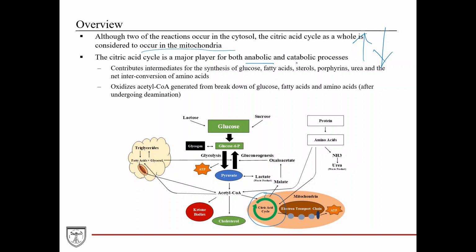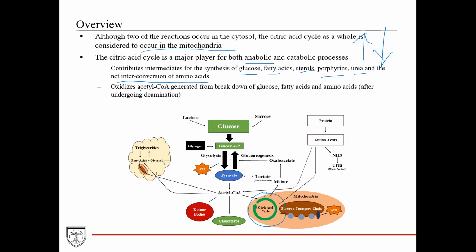Glycolysis, for example, is a catabolic process because it's breaking glucose down, versus gluconeogenesis, which is an anabolic process because it's synthesizing glucose. The citric acid cycle contributes intermediates to the synthesis of glucose, fatty acids, sterols, porphyrins, urea, and the net interconversion of amino acids. So these intermediates can serve a lot of other purposes as well.